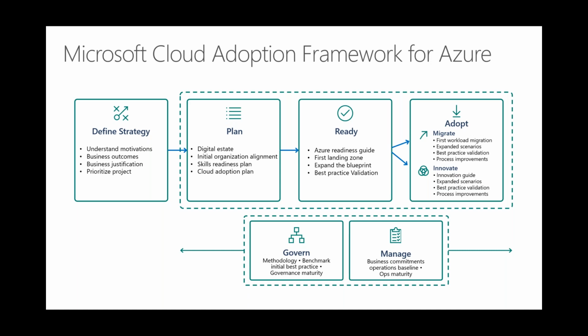So really defining what your business strategies are and understanding your motivations and objectives. What are your justifications? How do you prioritize your projects? How do you jump into your planning and understanding what your infrastructure looks like as a whole? How do you align your organization and ensure that they are trained properly and looking at your skills readiness plan? And then what is your actual cloud adoption plan? How are you going to move what you have today into the cloud, into Azure?